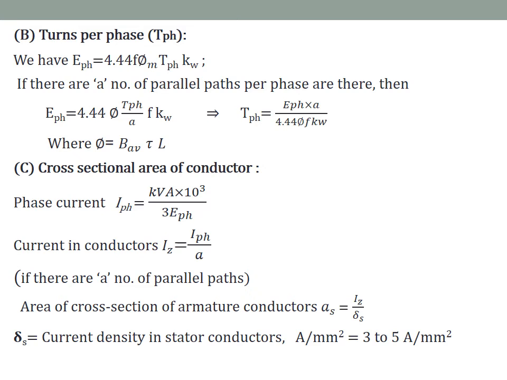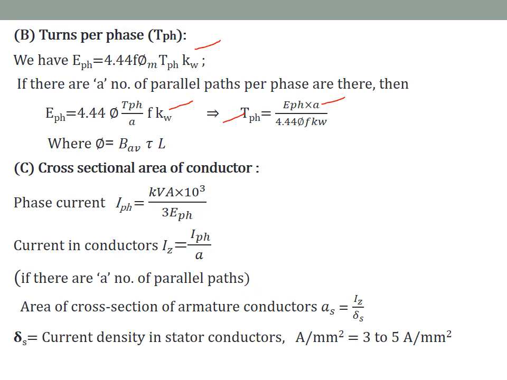Now coming to finding the turns per phase, this is the equation. This is a normal equation, always we used to have this equation. If A is the number of parallel paths per phase in the winding, then Eph is equal to 4.44 phi Tph by A f into Kw. Therefore, Tph can be found out using this equation.